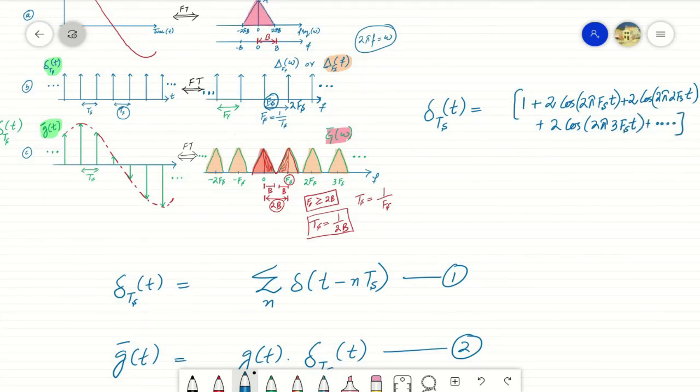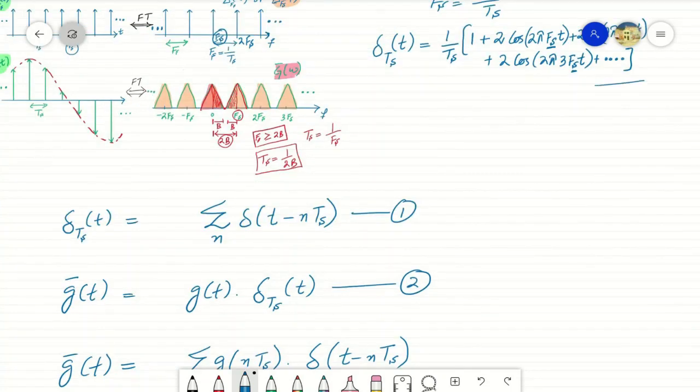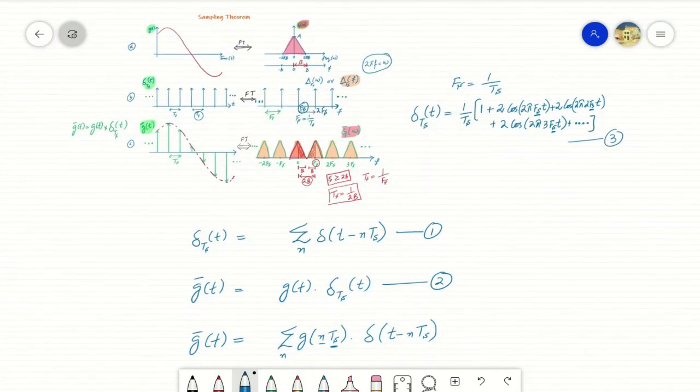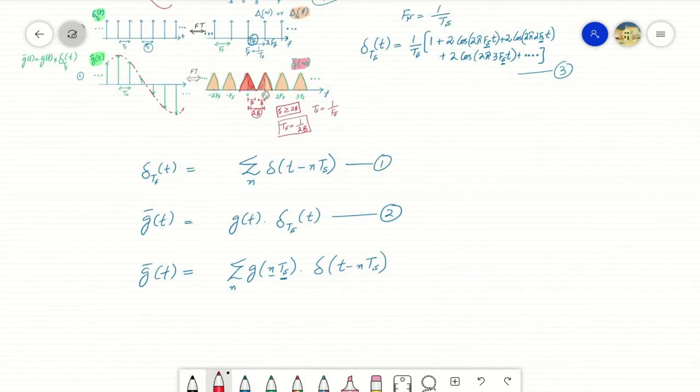Precisely, in the trigonometric Fourier series expansion, the scaling factor of the sinusoids was 1 over Ts, where Ts was the separation span between two adjacent impulses in time domain. And this sampling frequency fs is equal to the inverse of the separation span of two adjacent impulses Ts. And if we substitute this expression, for example expression 3, in expression 2, we can obtain another representation of the sampled signal in time domain.